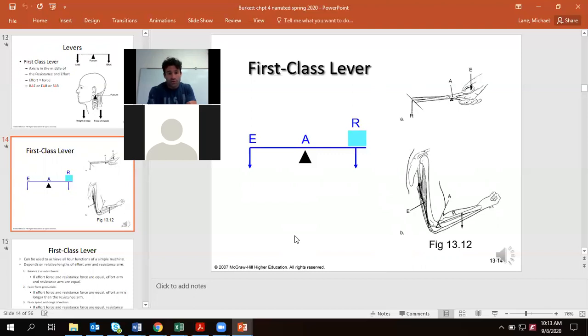So if we can only produce a finite amount of force and we have a fixed force arm, the way that we can increase the amount of force we apply against the resistance is by shortening that resistance arm.